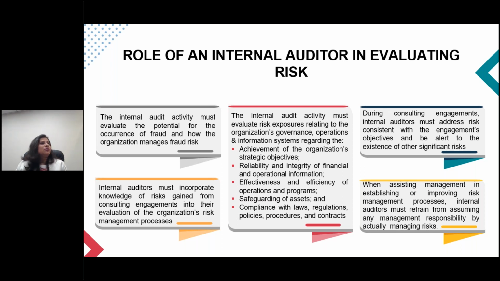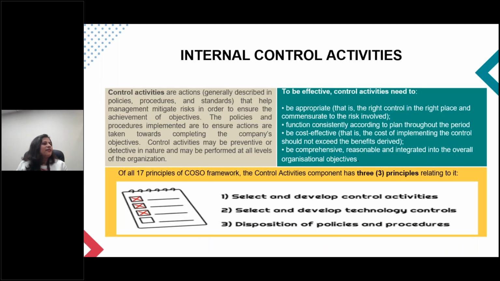Going back now to the COSO, we have looked at some internal control activities earlier, and we looked at what activities are. Activities are nothing but procedures and policies that management uses to mitigate the risks to ensure that it meets its objectives. These are actions towards completing the company's objectives. Yes, preventive, detective in nature. So we look at the types of controls.